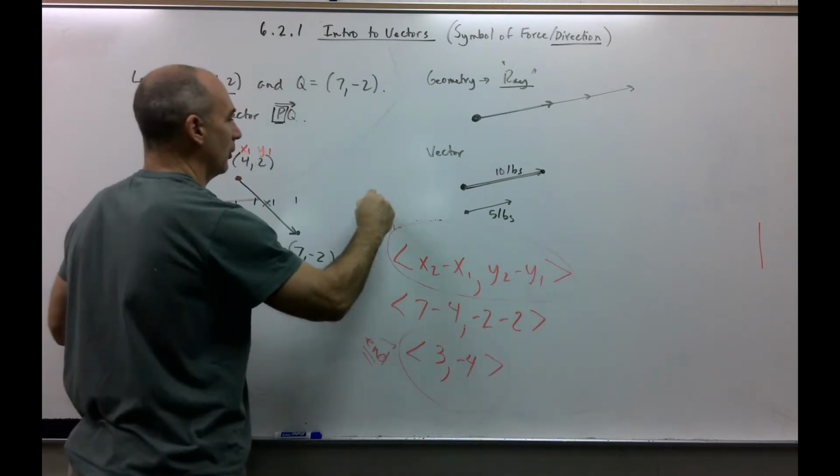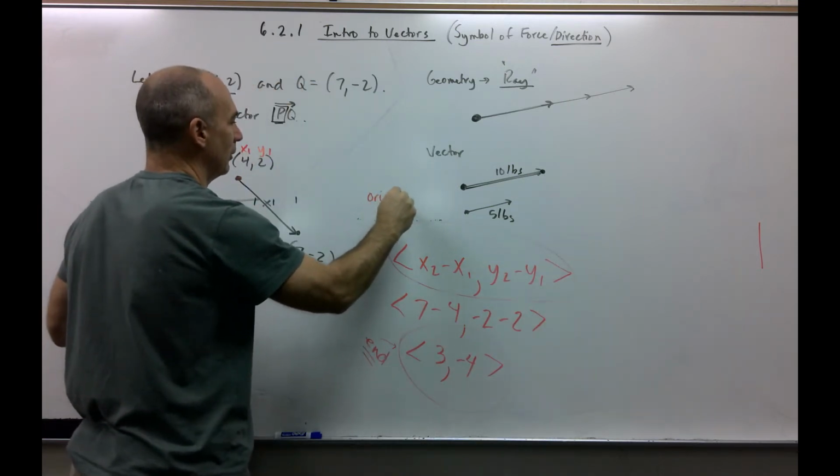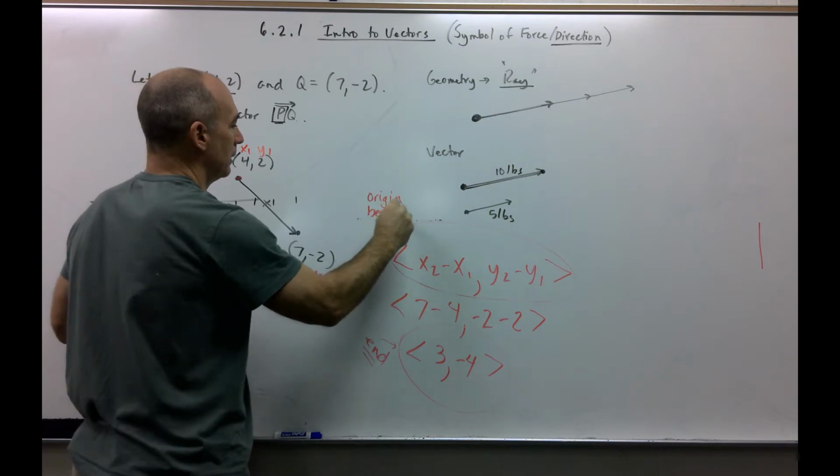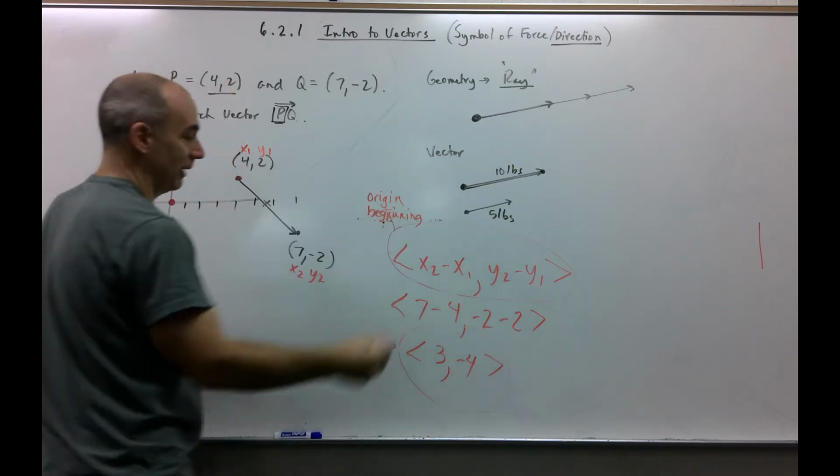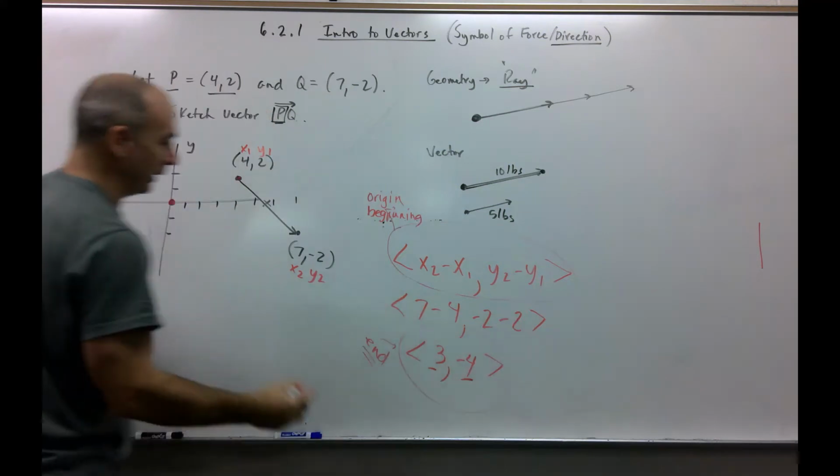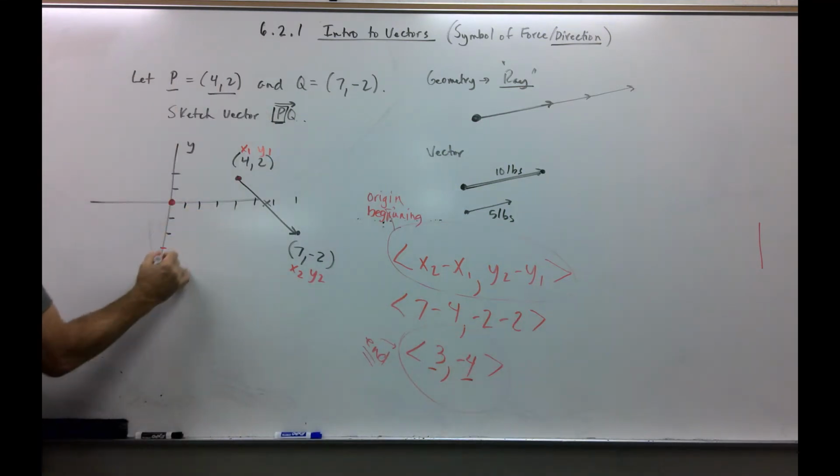So that's what this formula does. It takes the origin, it makes the origin the beginning. Now, why is that significant? We'll talk about it in a minute. Let's just find out where that endpoint is. (3, negative 4). 1, 2, 3.